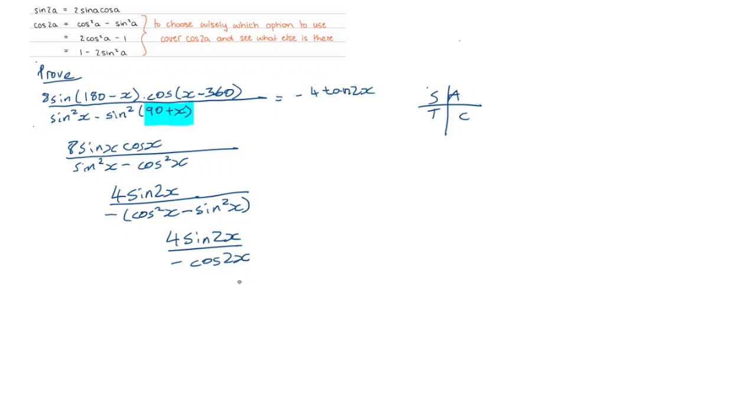Sine over cos is just tan. Be careful not to cancel out the 2x's. Just leave it as tan 2x. And there's a negative and a 4, so it's negative 4. And there we have proved our identity.